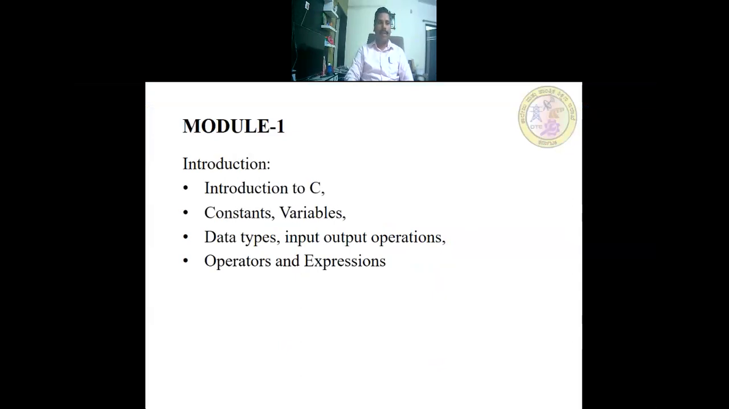So Module 1, the portion is Introduction to C language, constants, variables, data types and input-output operations, operators and expressions. So these are the portions to be covered in this Module 1, Session 1.